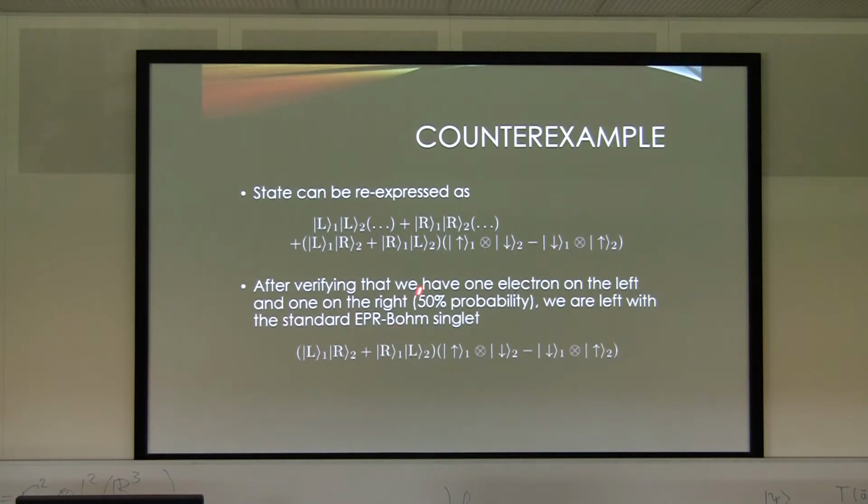But in the case you find one on the left and one on the right, and you haven't measured the spin yet, we just end up with the Bohm singlet, and we all know we can violate Bell inequality with that. For example, you can just think of preparing a million pairs in this state, sending a million particles to Alice, and a million particles to Bob.